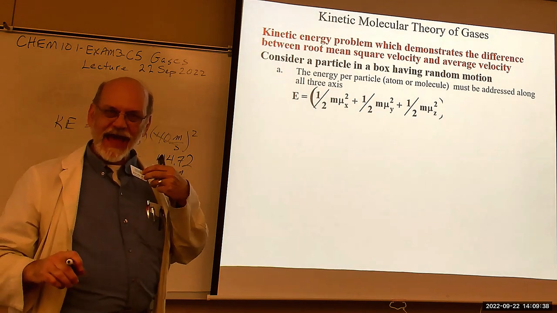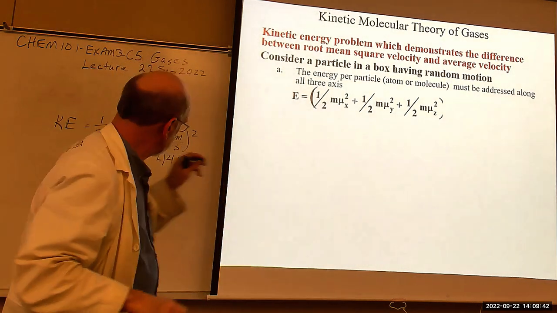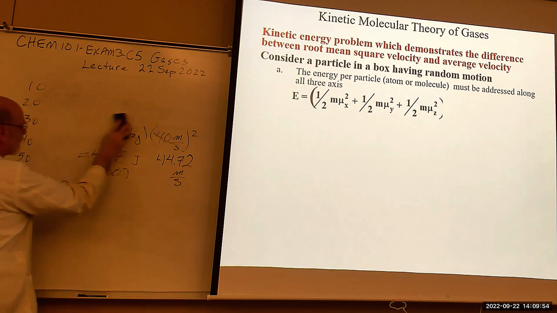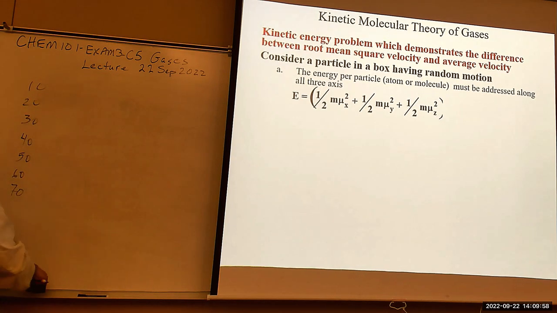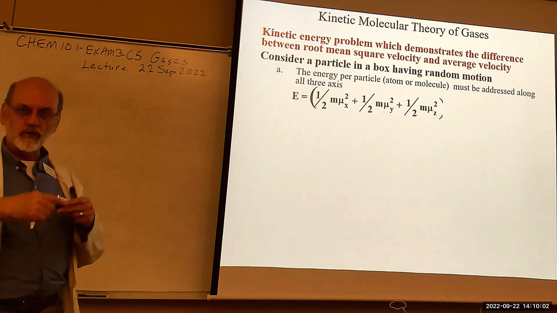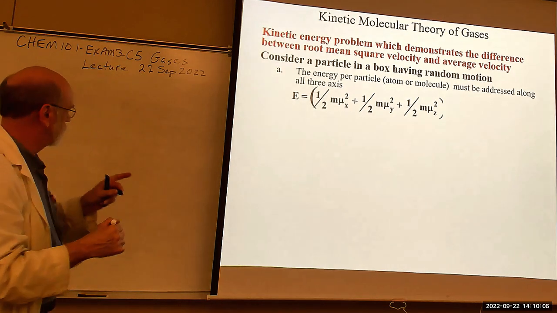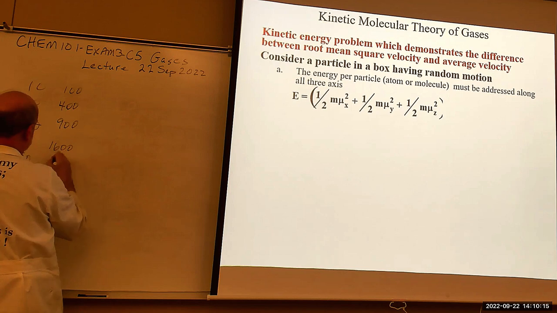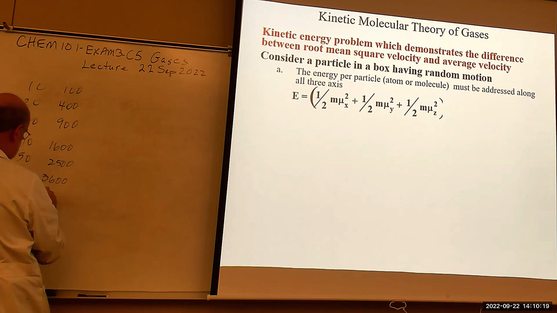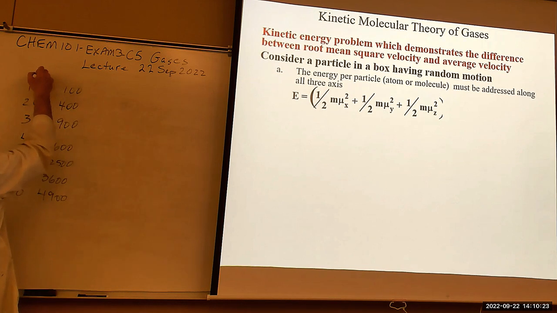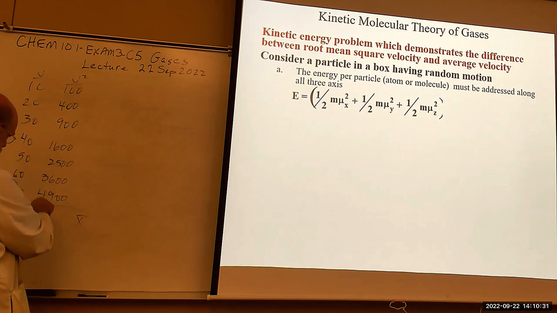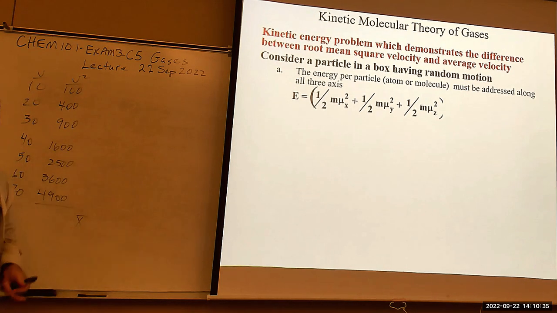The root mean square is a way of averaging those speeds, those velocities, to give you that number. So if we have a list of 10, 20, 30, 40, 50, 60, and 70, to get the root mean square, you go backwards: root mean square. You take the square of each one: 100, 400, 900, 1600, 2500, 3600, and 4900. This is a velocity squared. Then we take the mean of these values.